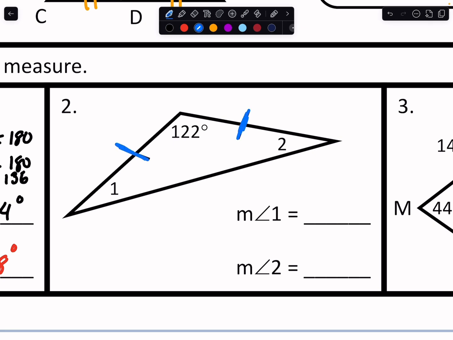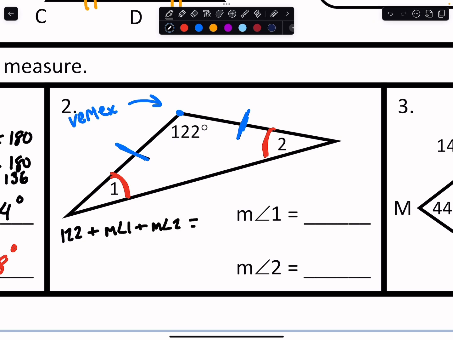So find vertex angle. That angle is not going to be equal to the other two. So 122, it's on its own little land right now. Angles 1 and angle 2 are going to be congruent to each other. Okay, just remember all the angles have to add to 180 degrees. So 122 plus angle 1 plus angle 2 is going to equal 180.